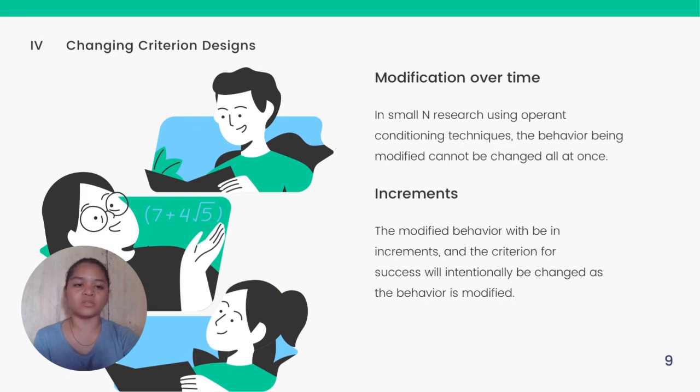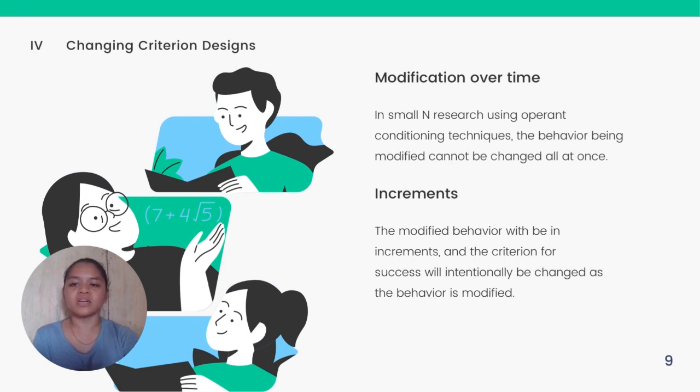Now let's go on to increments. In changing criterion designs, the performance criterion is gradually increased or decreased as the participant makes progress or encounters difficulty towards the desired outcome. This approach allows for a more precise evaluation of the intervention's effectiveness by assessing the intervention's impact on behavior change.